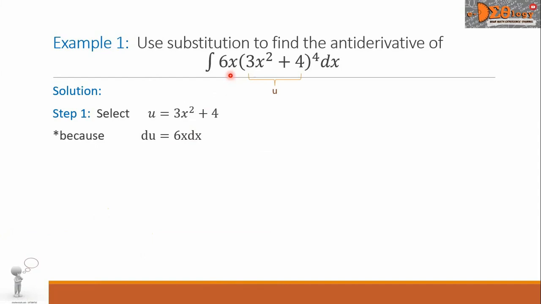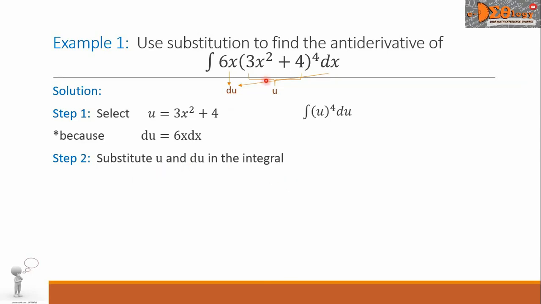If we analyze the integrand, the 6x and dx here is the value of du. And we say that this du is in the integrand already. Step 2. Substitute u and du in the integral. So we have now this 3x squared plus 4 is the u, and this is raised to 4, and the 6x and the dx are equal to the du.